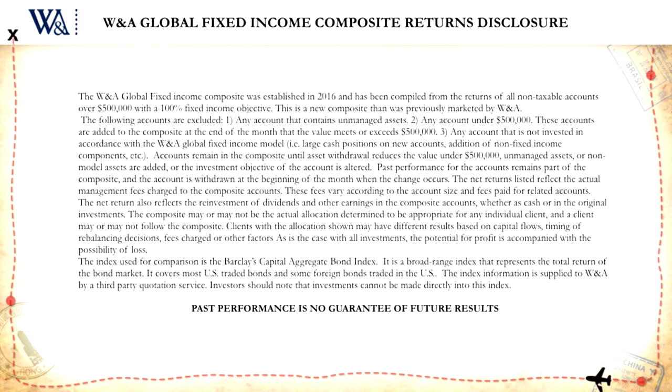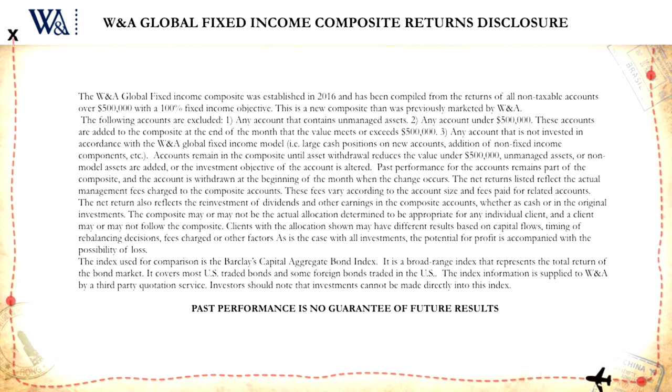The composite may or may not be the actual allocation determined to be appropriate for any individual client, and a client may or may not follow the composite. Clients with the allocation shown may have different results based on capital flows, timing of rebalancing decisions, fees charged, or other factors. As is the case with all investments, the potential for profit is accompanied with the potential of loss.